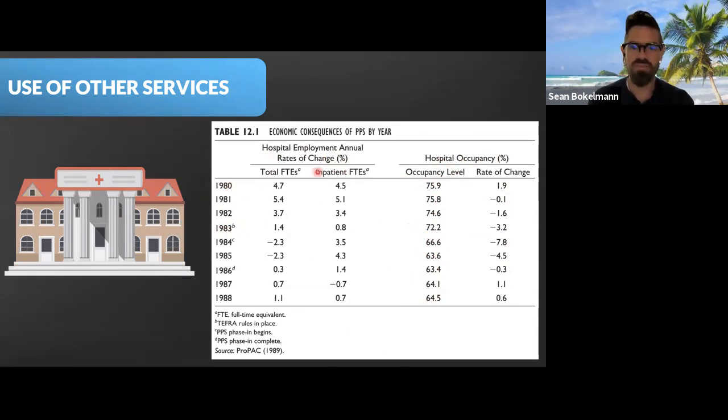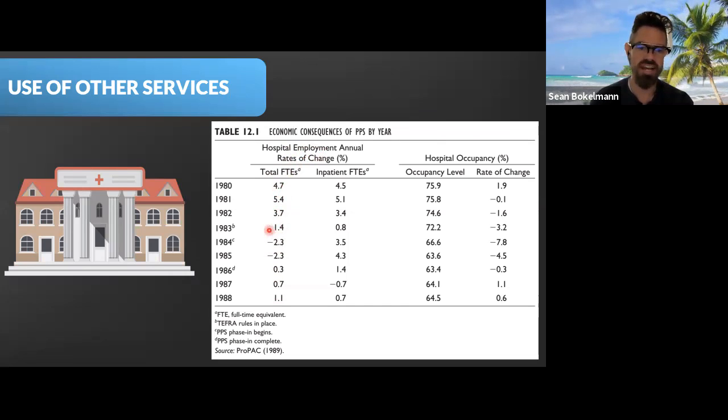Now, something else we'll talk about in a second is that another way to try to save money is to reduce costs in terms of employment. And in fact, that did happen. So FTE stands for full-time equivalents. And this is a rate, so percent changes are what we're looking at here.